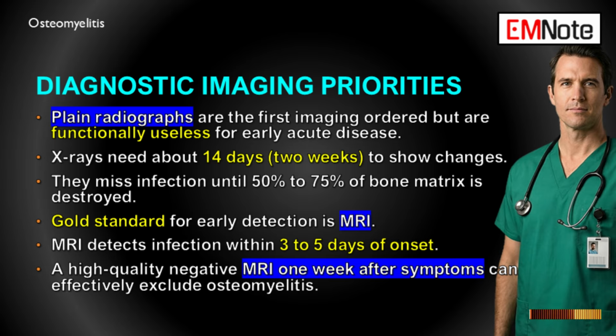And here's the key takeaway for the clinician, right? A powerful diagnostic shortcut. Yes, and it's this. If you get a high-quality negative MRI 1 week after the symptoms start, you can effectively exclude osteomyelitis.